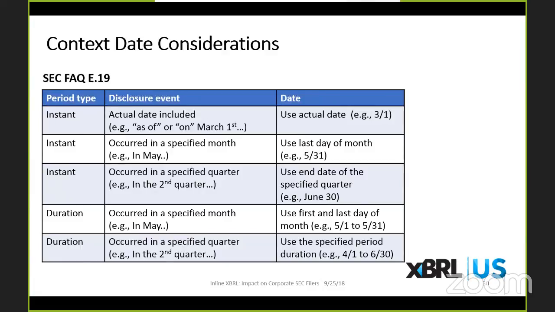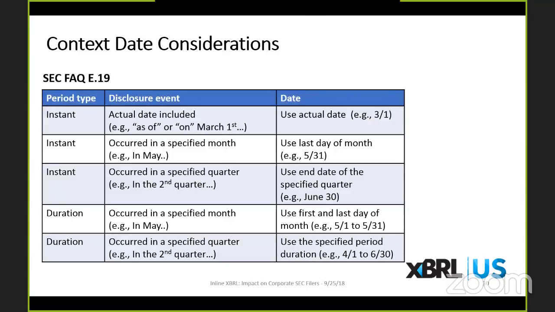Also for duration dates, that has a beginning and ending date, such as your income statement amounts, if it says in May, you're going to have a beginning date of 5/1 and then an ending date of 5/31. And same thing if it's in the second quarter for a duration, you're going to have the first day of that quarter and the last day of that quarter.